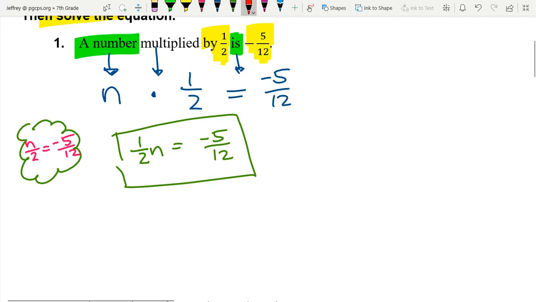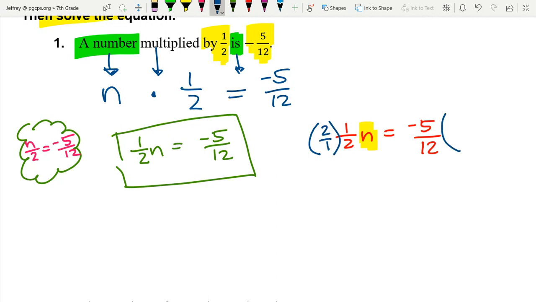Next thing is to solve it. So let me rewrite it so it won't be too confusing. So when we solve this, what did we say? You can either use the reciprocal or you use multiplication. Either way, the goal is to isolate n. So for this case, let's use the reciprocal. So let's do 2 over 1 and 2 over 1. Remember, we need to undo the operation. Since this is a fraction, we can use the reciprocal.